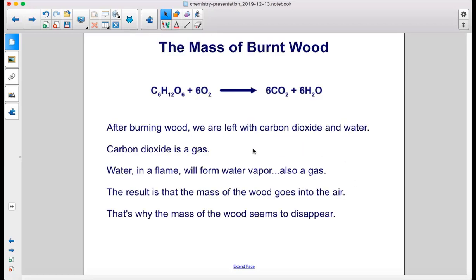After burning wood, we are left with carbon dioxide and water. Carbon dioxide is a gas. Water in a flame will form water vapor, also a gas. The result is that the mass of the wood goes into the air. That's why the mass of the wood seems to disappear.